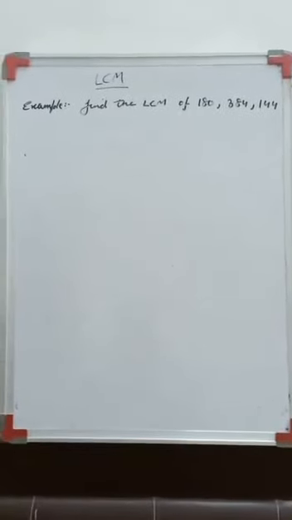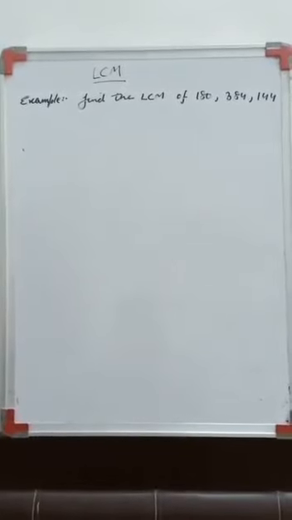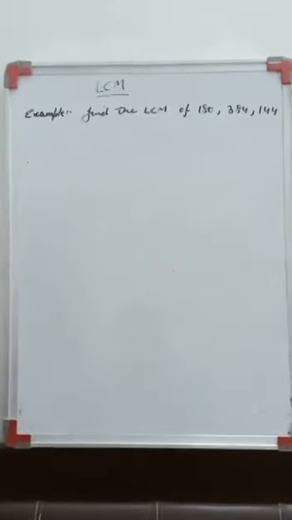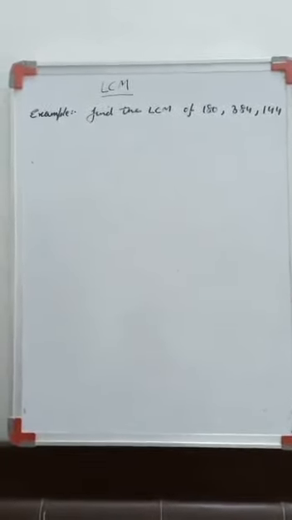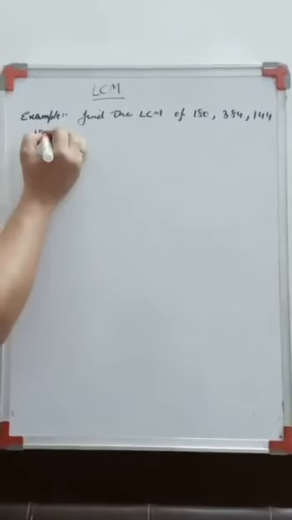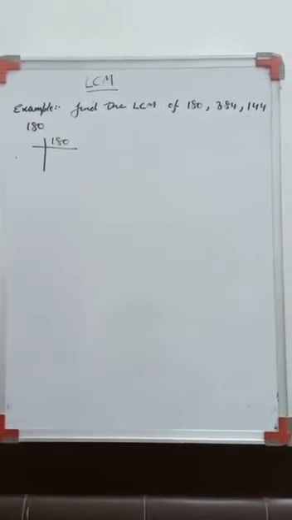In LCM is calculated by the prime factorization method. I am solving first with the prime factorization method. For example, the question is: find the LCM of 180, 384 and 144. So what you will do, take any number, then do its prime factorization.